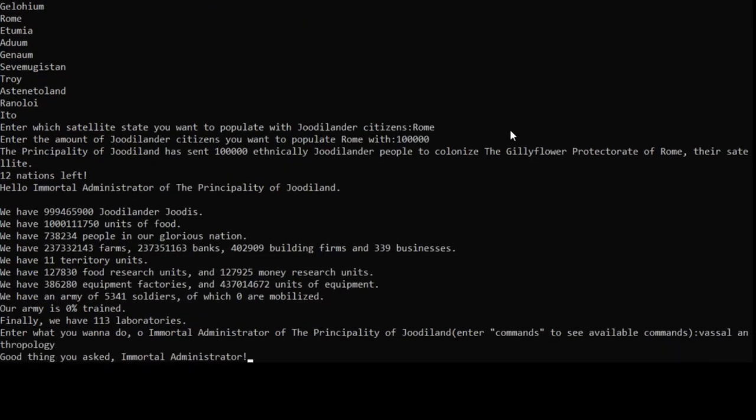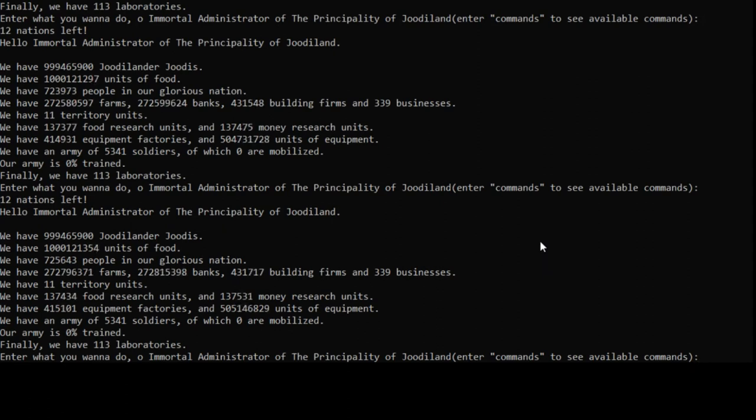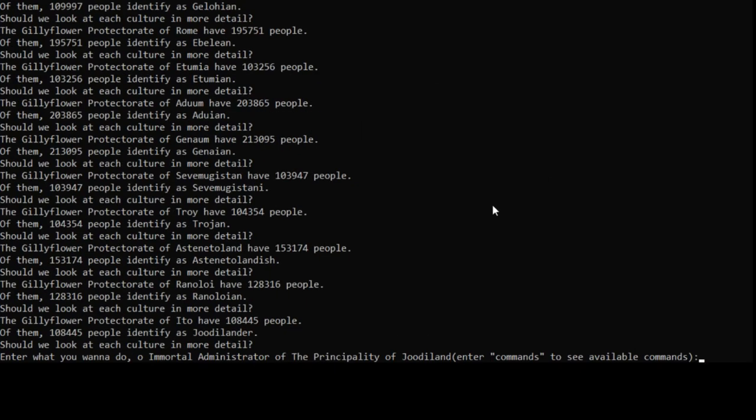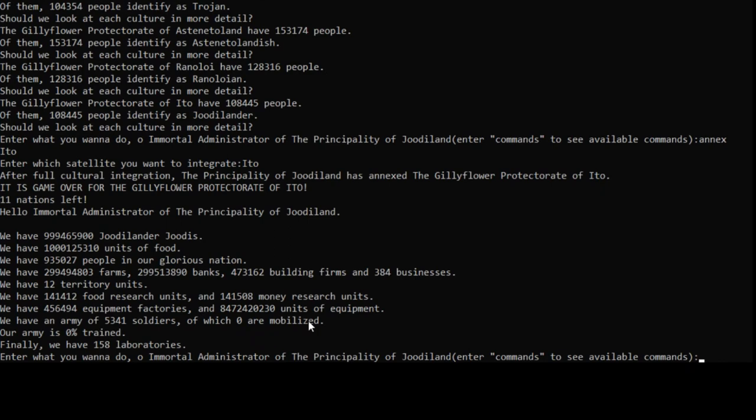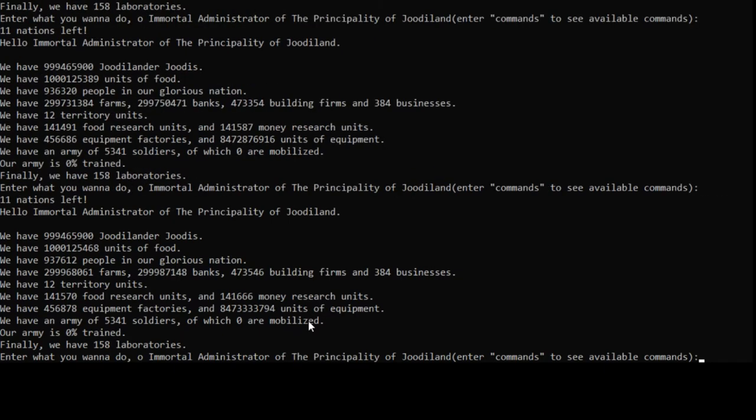Let's hope that works. Right, so this is going to take a very long time, so I'll just inform you bit by bit as to how everything goes, and I'll just let you know when I'm able to annex each country due to cultural integration, so I'll see you then. All right, the Gilead Flower Protectorate of Ito have 108,445 people, and all of them are Joodilanders, so annex Ito. After full cultural integration, the Principality of Joodiland has annexed the Gilead Flower Protectorate of Ito. Well, there you go. We're taking it.